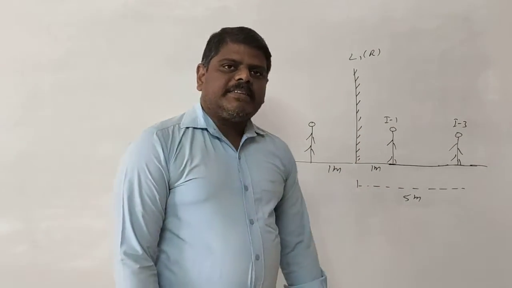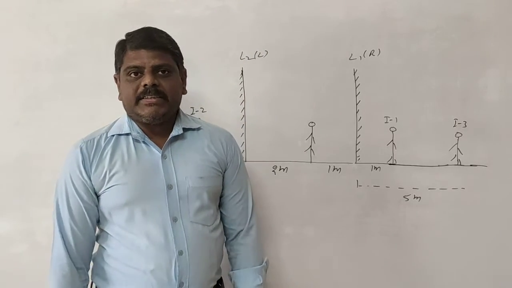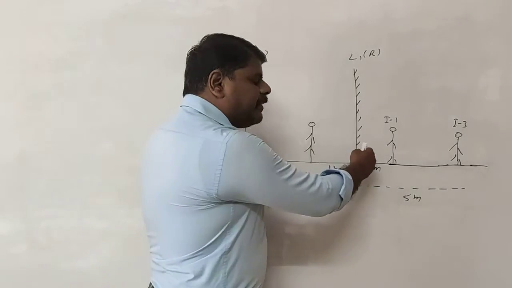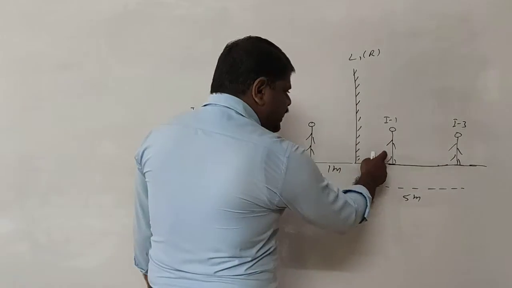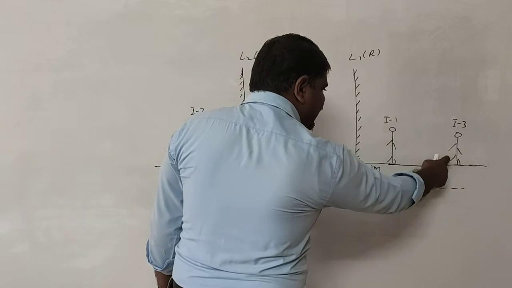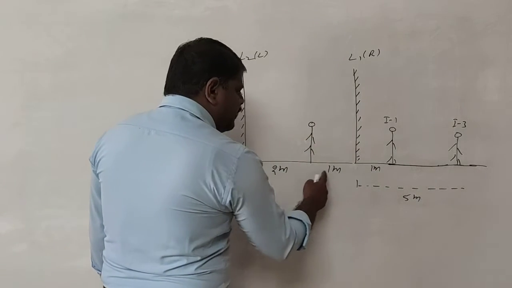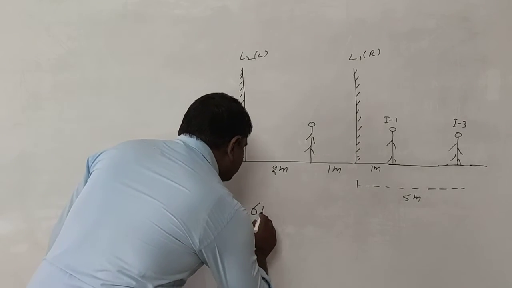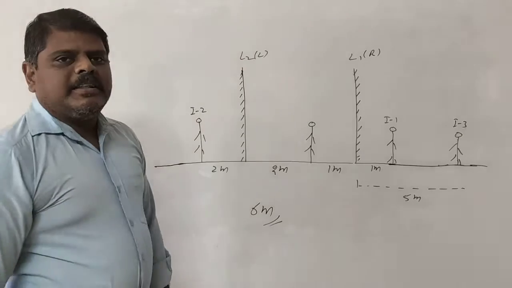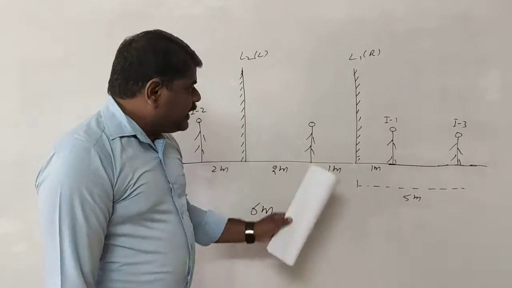But in the problem, what is being asked? What is the second nearest image from the right mirror? From where is it asked? From the observer. So this is the first image and this is the second image. The second image is exactly at a distance of 5 meters, and from this it is 1 meter. So totally how much distance will there be? It will be 6 meters. That means the second nearest image is going to be produced exactly at a distance of 6 meters from the object.